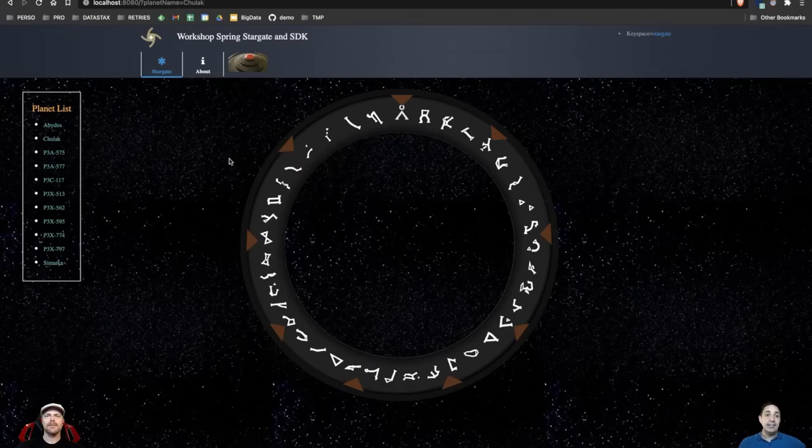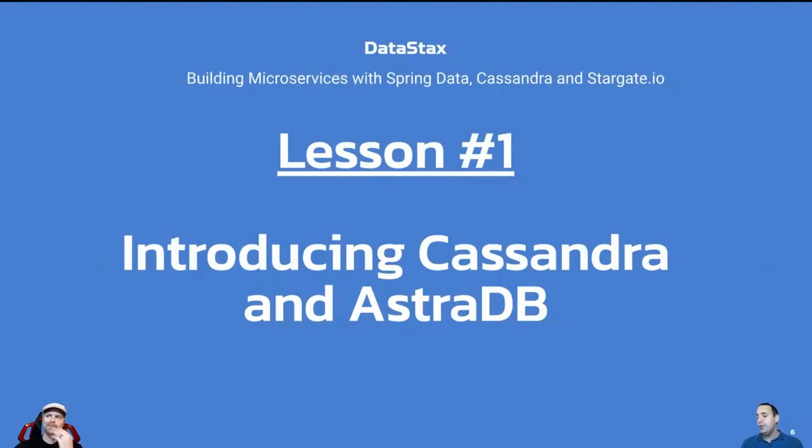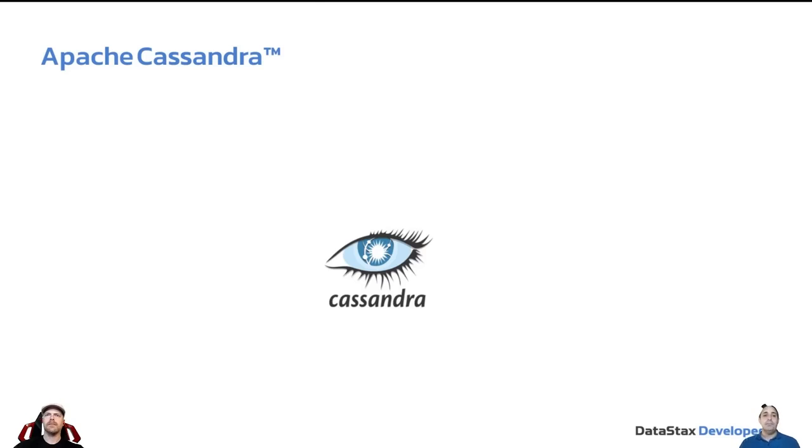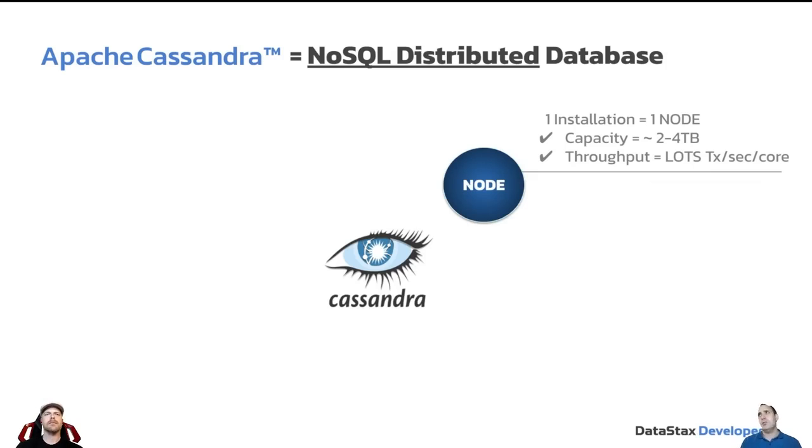So let's get started. What I would like to do now is start with lesson 1, introducing Cassandra and AstraDB. Before even starting the application, we need a database. That database for today will be Apache Cassandra, created by Facebook more than 10 years ago. It's a NoSQL distributed database. You can install it on a single machine, a single node, and have about 2 to 4 terabytes of capacity, depending on your use case, and multiple thousands of transactions per second per core.